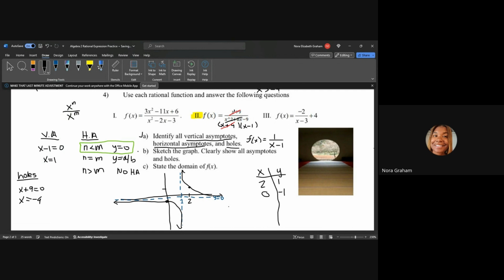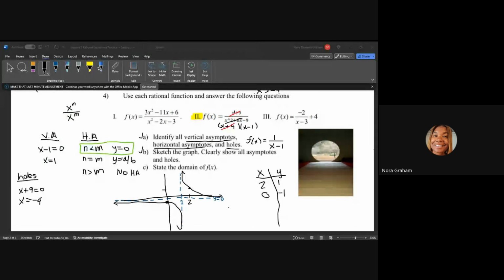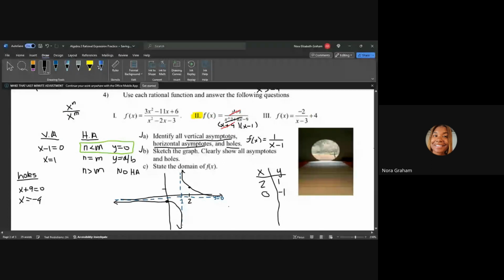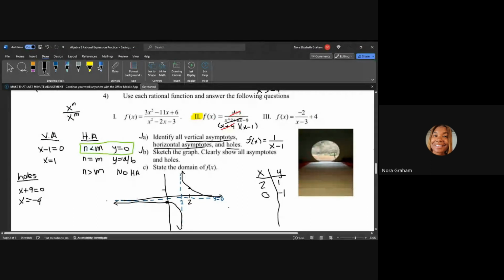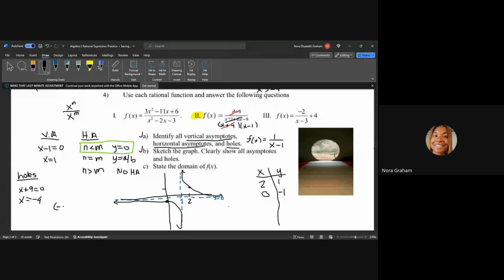Next is C, stating our domain. I'm just going to write my domain in interval notation. So domain, we're always looking at our x values. When I move from left to right, I see I hit an arrow. Whenever I hit an arrow from moving left to right, an arrow means infinity. You never include infinity, so we have negative infinity.